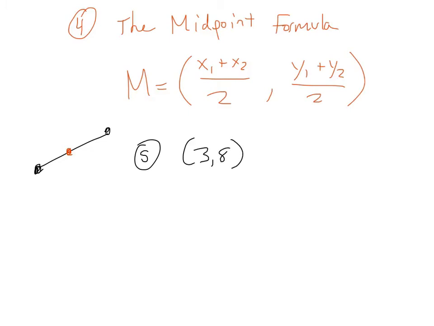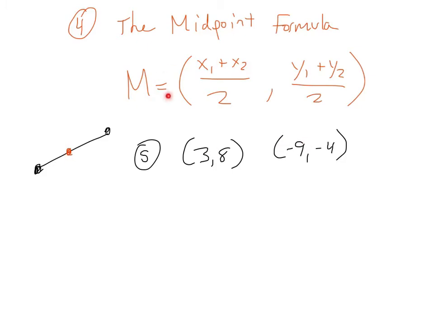And how about -9, -4? And we're going to find the midpoint between those 2 points. So we know we could graph both those 2 points on a coordinate plane, and they would form something that looks like that. And so we're going to find the point that's directly in between those 2 points.